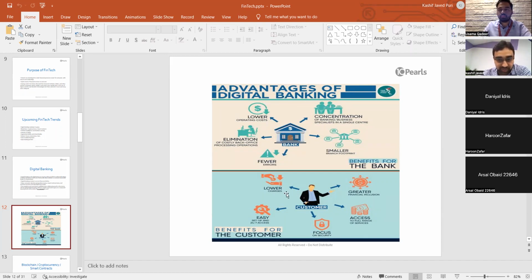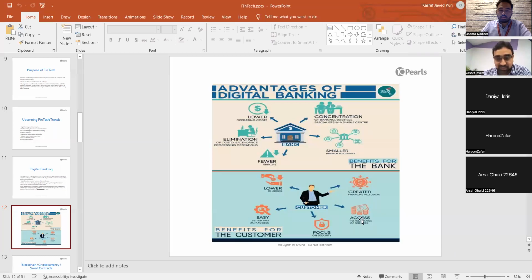So if we look here, first of all, lower charges. If I go to the bank and ask them to make a bank draft for me, that will cost some fee. But if I just use mobile banking to make a money transfer, that is totally free using RAAST. Then ease, meaning 24/7 accessibility. I can do that anytime. I do not have to take leave from my office to go to the bank for a particular objective. Then greater financial inclusion, which means the services are reachable to more people now.